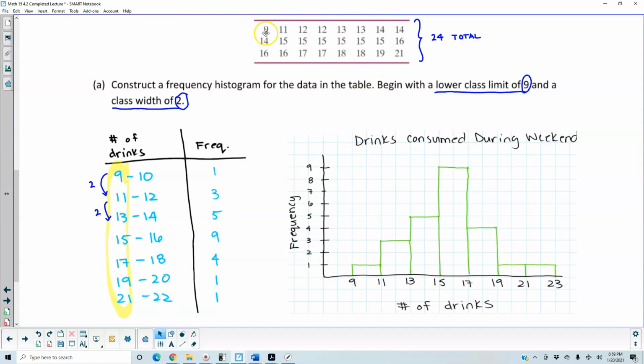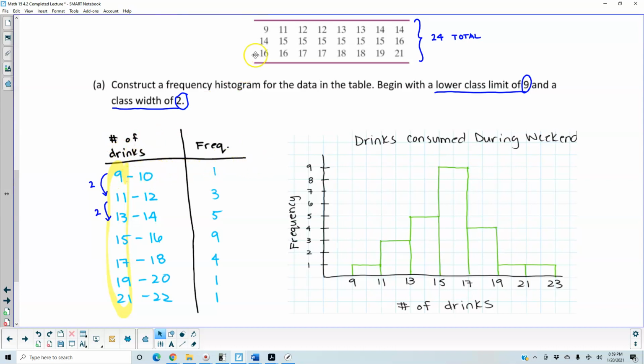So we can see here that the smallest number is 9, and the largest number looks like it's 21, so therefore we're going to go from 9 to 22. That means we have 1, 2, 3, 4, 5, 6, 7 classes, which represents the number of drinks. Then we're going to represent the frequencies.